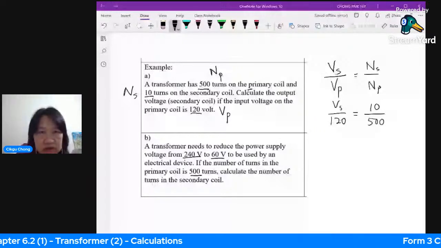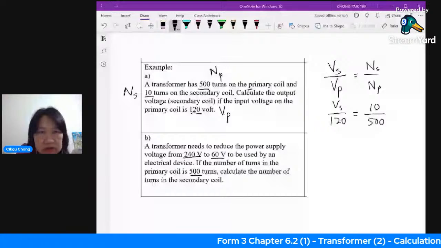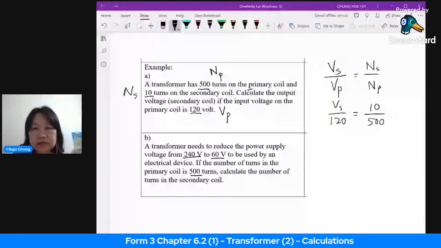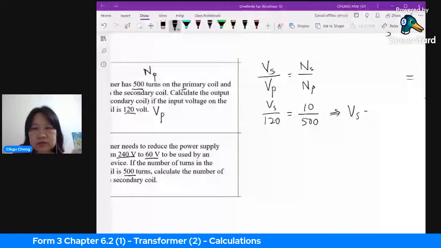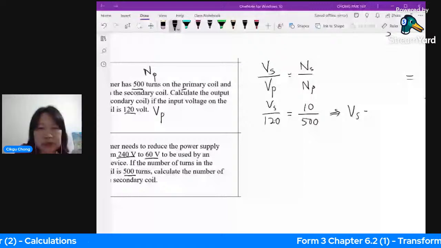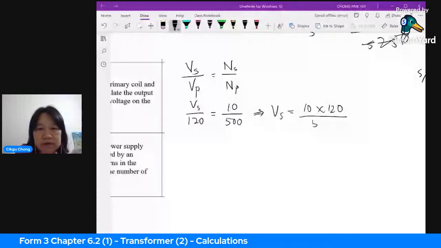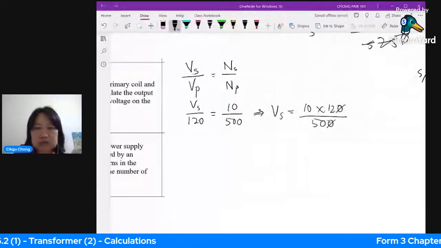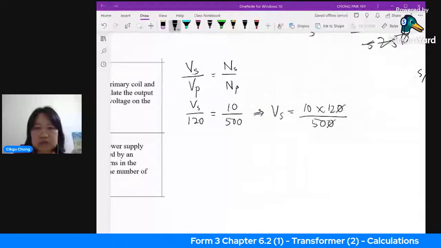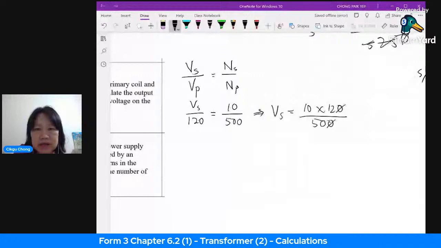Done. Now, next stage, your Vs will be equal to, I just drop this away. Bring your 120 up. So 10 times 120 divided by 500. You can just cancel off the zeros, so now you're left with 12 divided by 5. It's not a whole number, so always put it into a decimal and put the correct value.